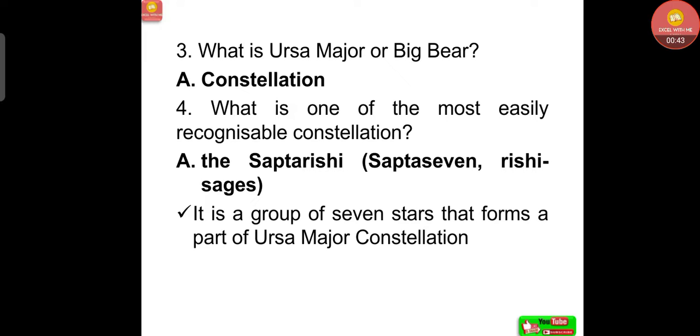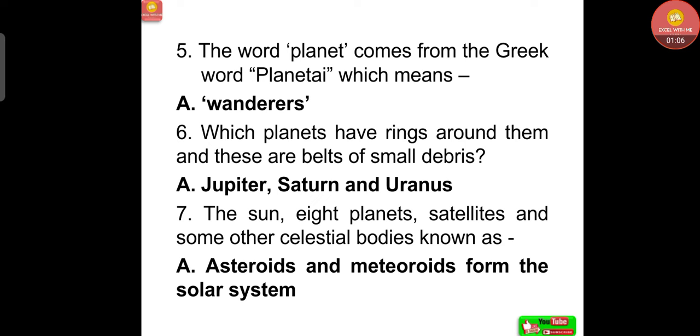What is Ursa Major or Big Bear? It's a constellation. What is one of the most easily recognizable constellations? That is the Saptarishi, that is Sapta, seven, rishi, sages. It is a group of 7 stars that forms a part of the Ursa Major constellation.